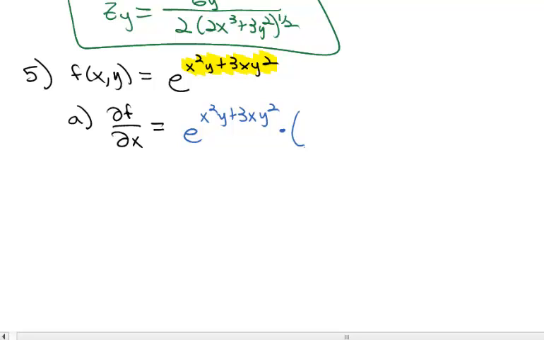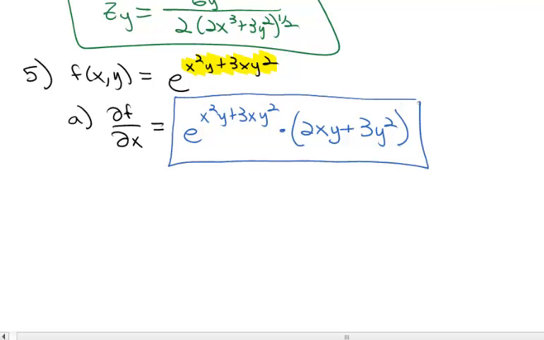We're taking the derivative with respect to x. So x squared y, the derivative of x squared is 2x, and the y is a constant along for the ride, plus 3xy squared. The derivative of 3x is 3, and the y squared is a constant along for the ride. And this is our derivative. Not much cleanup we can do. We'll call that done.